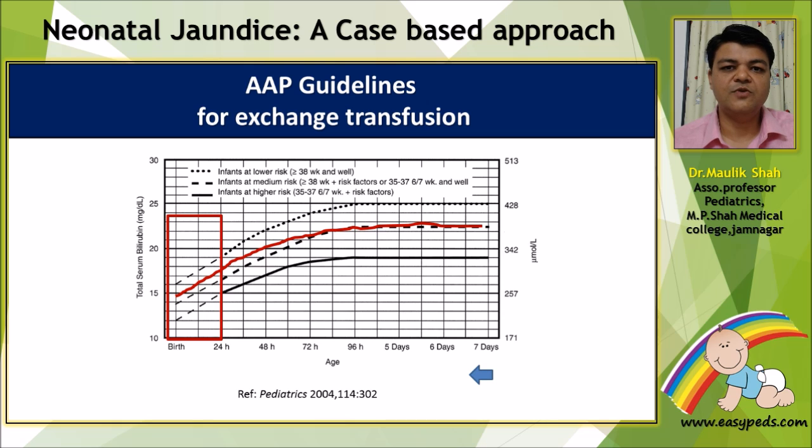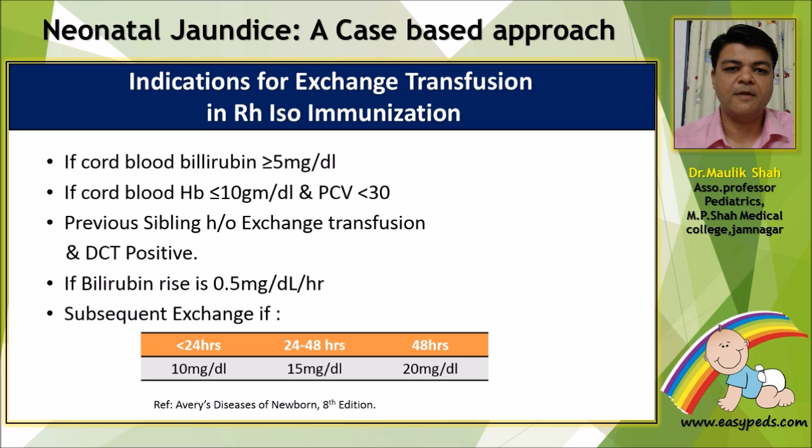That's why the lines are broken in that zone. So we need to use our own unit policies for the first 24 hours while looking at cases of early onset jaundice. We have adapted one of the charts from Hemolytic Disease of Newborn, 8th edition, which we use for deciding exchange transfusion in early onset jaundice, especially Rh isoimmunization.